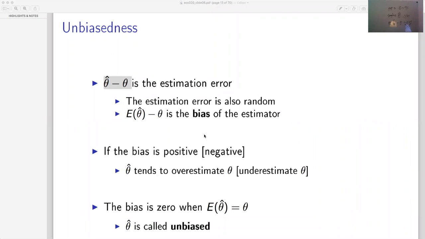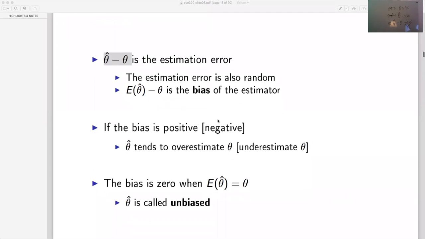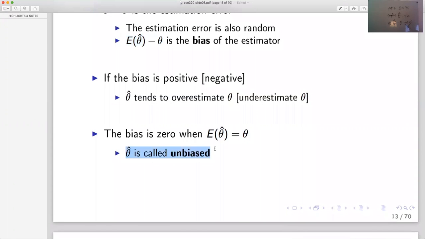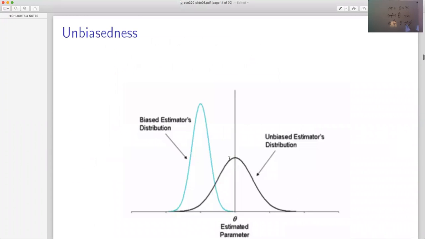Our concept of bias is like that: the expected value of theta hat minus theta is the bias of the estimator. If the bias is positive, then it's overestimated. In our case, we had 7.3 as the example for the unemployment rate, so we are overestimating. But if it's negative, let's say 6.9, then we are underestimating by 0.1. Bias is 0 when these are equal to each other, because the subtraction would give you 0. That is called unbiased parameter estimation. Very important concept. I will come back to it.